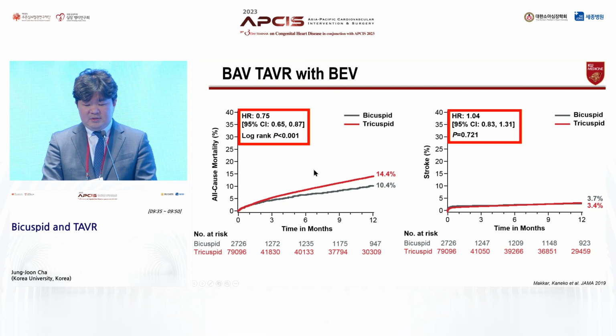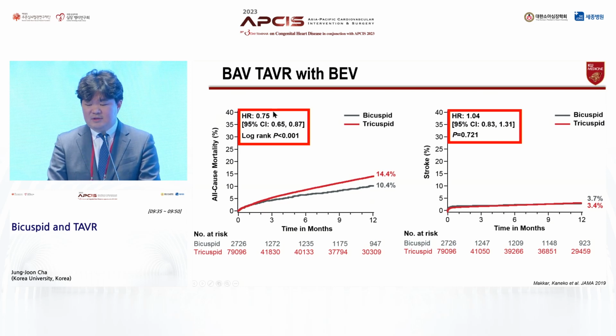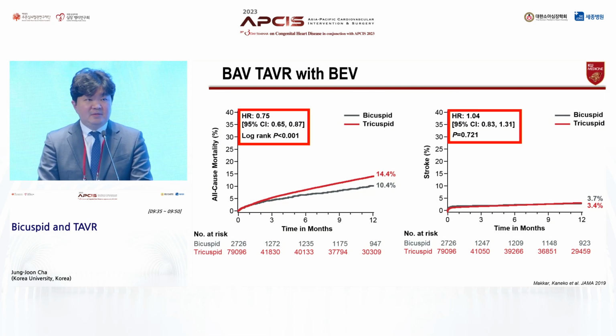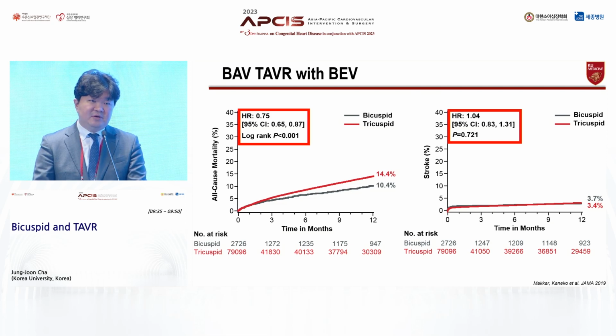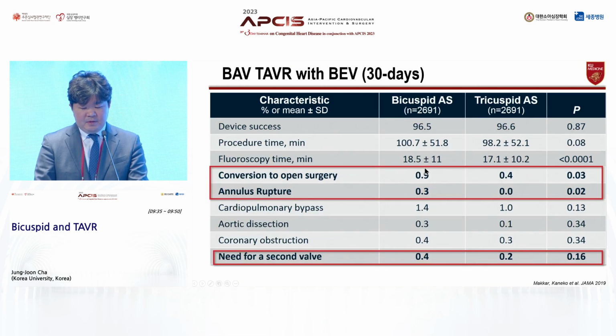Before the matching, the tricuspid valve had poorer clinical outcomes. So interestingly, the bicuspid had better clinical outcomes regarding mortality, but not different in stroke. Maybe it depends on the tricuspid valve patients being older and bicuspid patients being younger. After the matching, there's no difference in both all-cause mortality and stroke between the tricuspid and bicuspid valve.